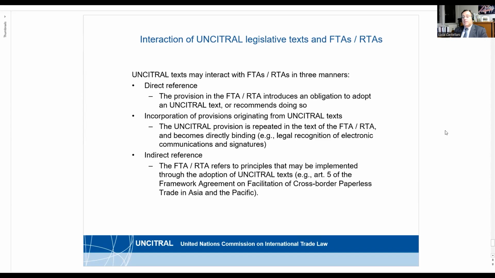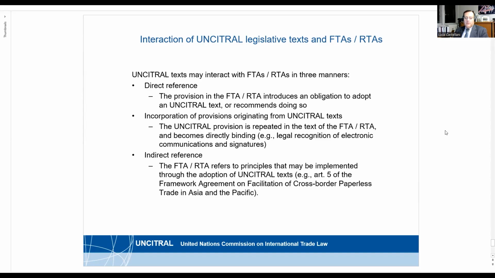Secondly, there could be even the provision itself of the trade agreement that repeats an ancillary provision. For instance, provisions on the legal recognition of electronic communications and electronic signatures. These are the ones on non-discrimination. We can read those provisions in the text itself of the trade agreement, and in that case, of course, they are directly binding on the parties. They don't even need to be enacted.